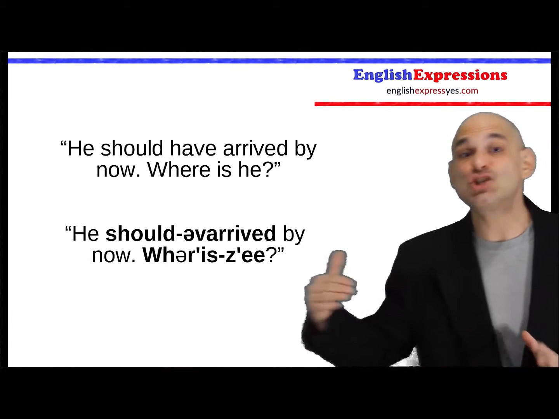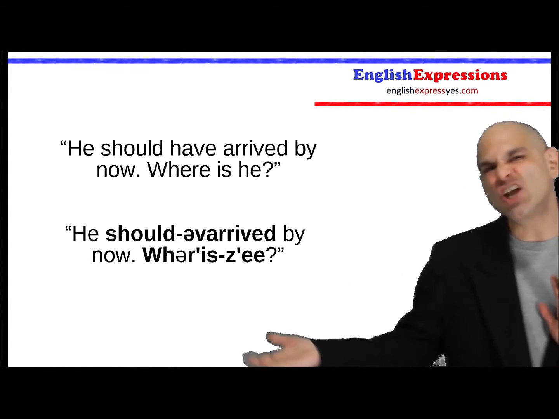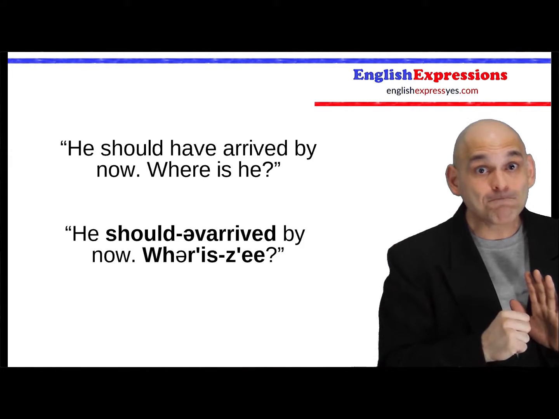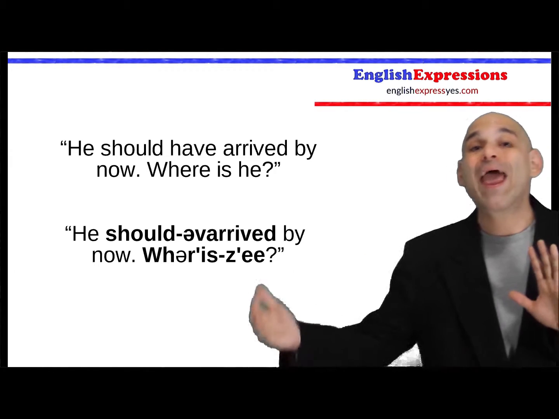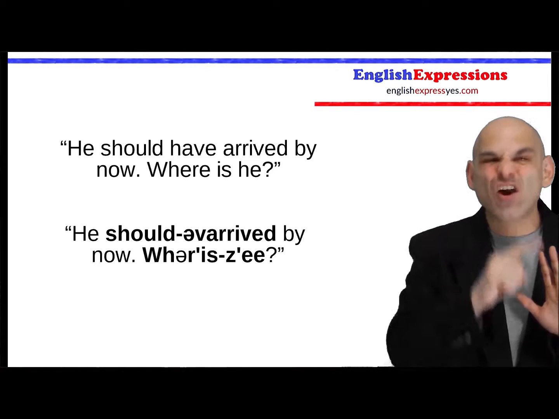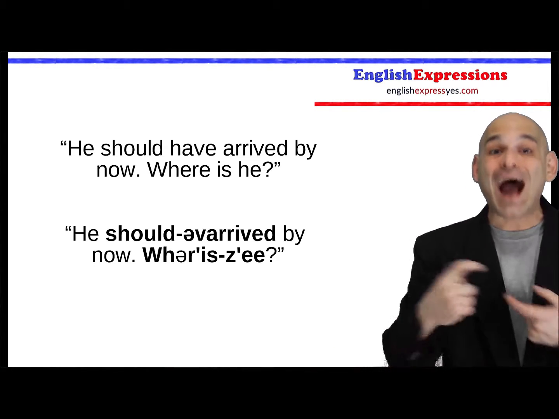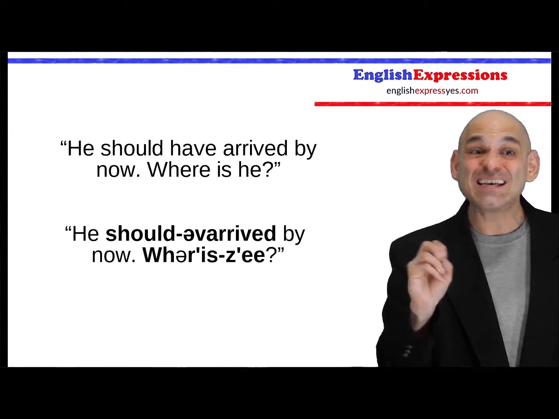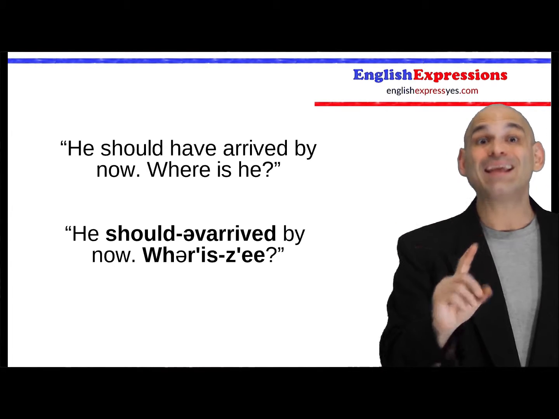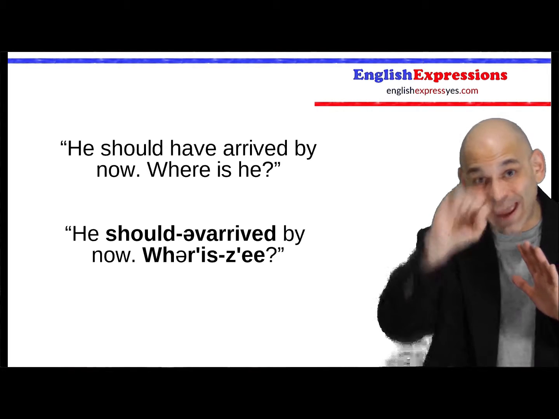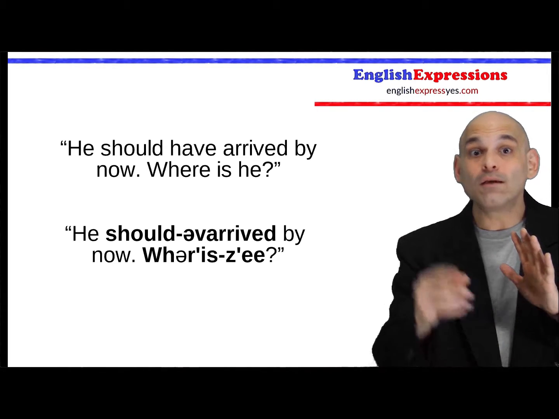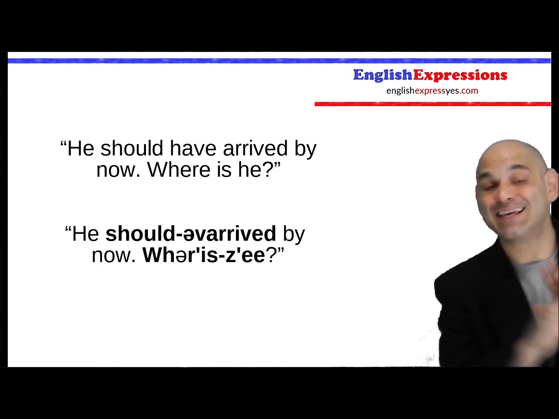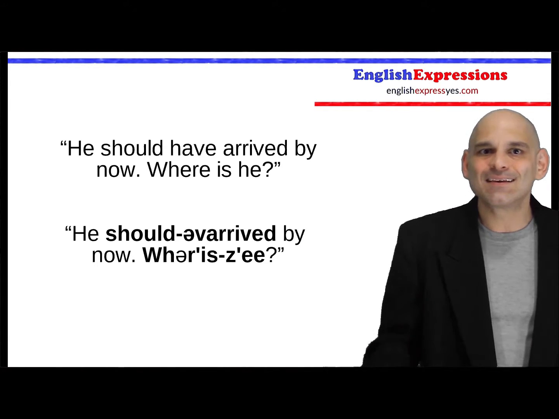Okay, notice, he should have arrived. We use the V because arrived starts with an A, which is a vowel. And where is? The R links onto the I, R in is. Where is? And is ends in an S. But he, we drop the H, and now we have a vowel. S and a vowel, we put a Z. Where is he?